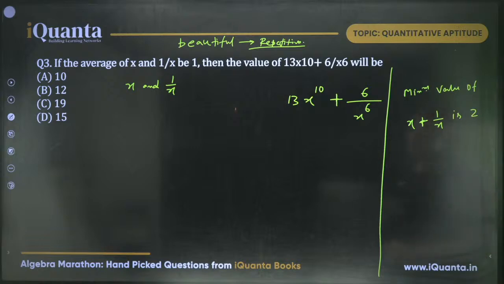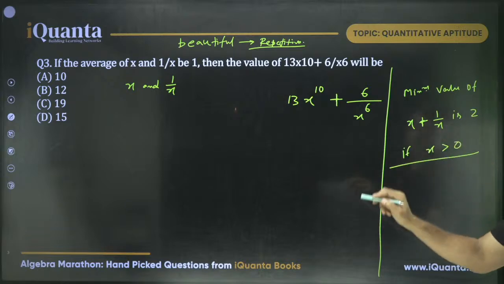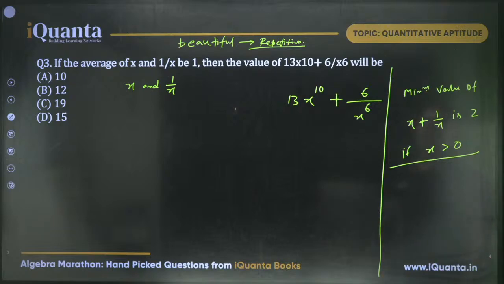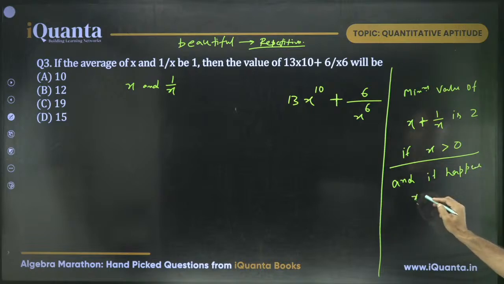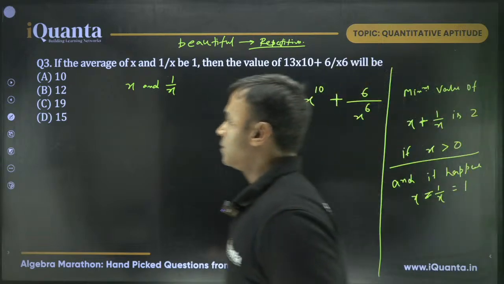But there is a condition here. What is the condition? If x is positive. If x is positive, then the minimum value of x plus 1 by x is 2. And when does it happen? It happens when x is equal to 1 by x. And that happens when x is equal to 1. So please note it down carefully. Let me tell you the second part of this as well.